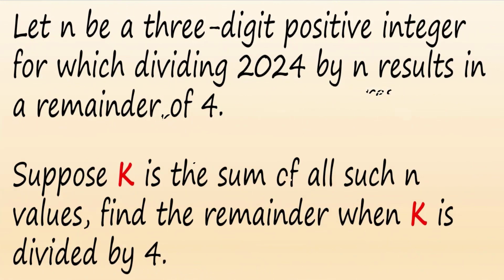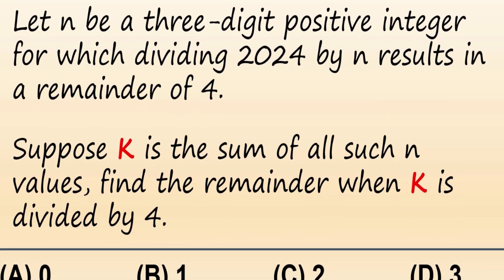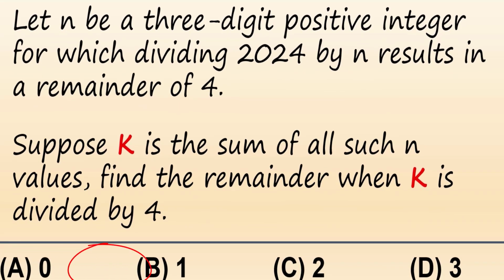Here is the problem. Let n be a 3-digit positive integer for which dividing 2024 by n results in a remainder of 4. Suppose k is the sum of all such n values. Find the remainder when k is divided by 4. The options are A: 0, B: 1, C: 2, and D: 3.